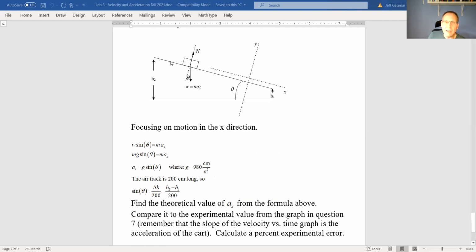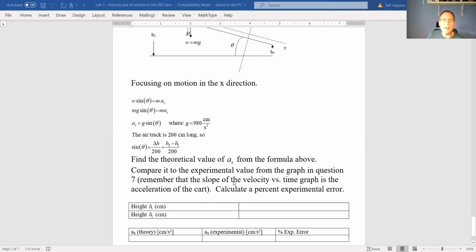And using some basic trigonometry, we know that the length of this air track, it's a 2-meter air track, which is 200 centimeters. We can figure out that sine of theta is the same as the change in height, h2 minus h1, divided by 200. Basically, it's going to be opposite over hypotenuse, right? SOHCAHTOA. Sine of theta is opposite over hypotenuse. The opposite is h2 minus h1, and the hypotenuse is the length, which is 200. So it's h2 minus h1 over 200. And that gives you sine of theta.